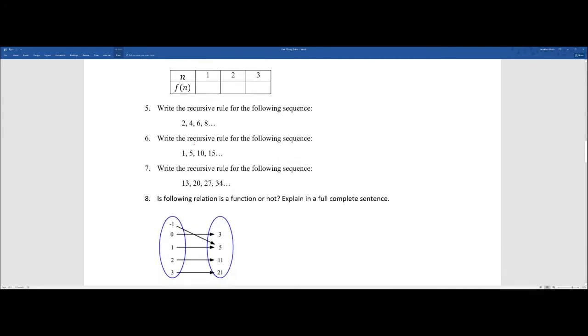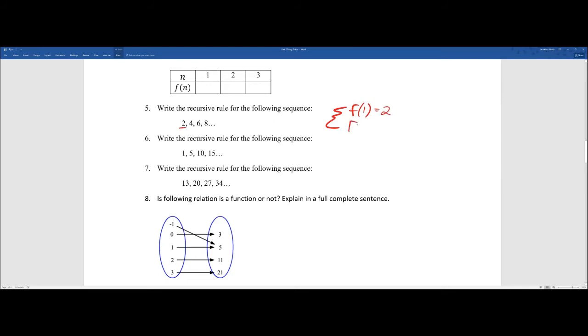All right, starting off with the new concept, the recursive rule. We're going to write the recursive rule for the following sequence: 2, 4, 6, 8. Who do we appreciate? Now, when we write the recursive rule, there are some things we have to notice. First things first, what's our first term? First term here is 2.